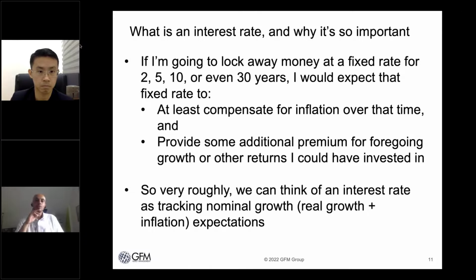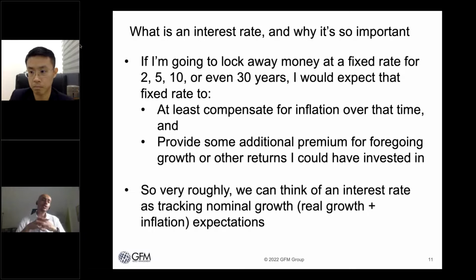Well, at the very least, most people want to be compensated for inflation. So if I'm going to put that money away for a year and I'm going to expect 2% inflation over the next year, I at least want 2% interest so that a year from now when I get my $10,000 back, I'm not going to have less purchasing power than I did a year before. That's a base minimum. But most people are also going to say, I don't want to just get paid for inflation. I also want to get paid an additional real return for actually locking away my money and not earning growth opportunities and other investments that I could have made.